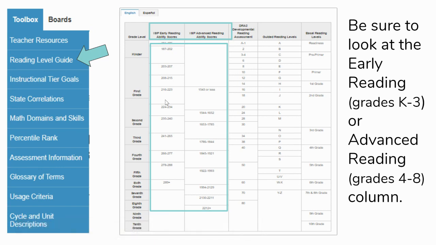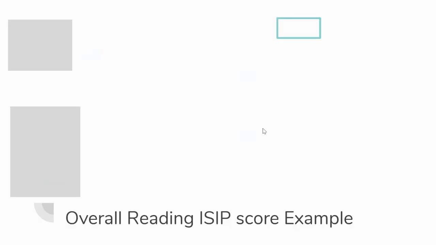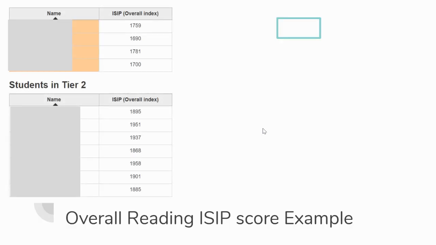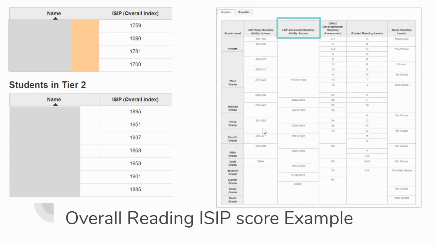You're going to look at students' ICIP score from the classroom summary report, and then use this as a guide to determine what guided reading level they are reading at based on that ICIP score. So let's look at an example. Here is some data from the same class we were looking at earlier. This was an upper grade class, so we're going to be using the advanced reading column on the chart here.